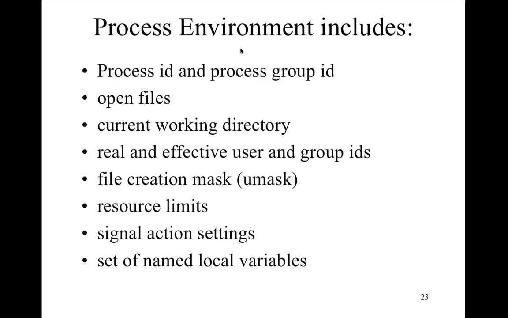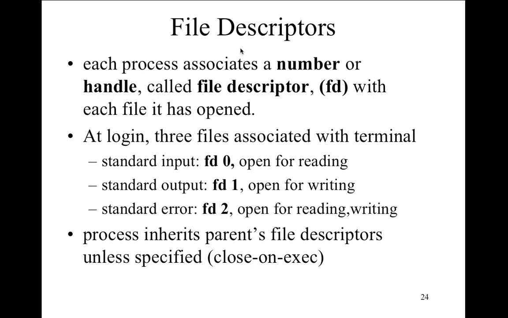So process environments include process IDs and process group IDs, open files, current working directories, real and effective user and group IDs, file creation masks, which is the umask, resource limitations, signal action settings, and a set of named local variables. So that's kind of what the environment includes. In Unix, we also have this concept of the file descriptor.